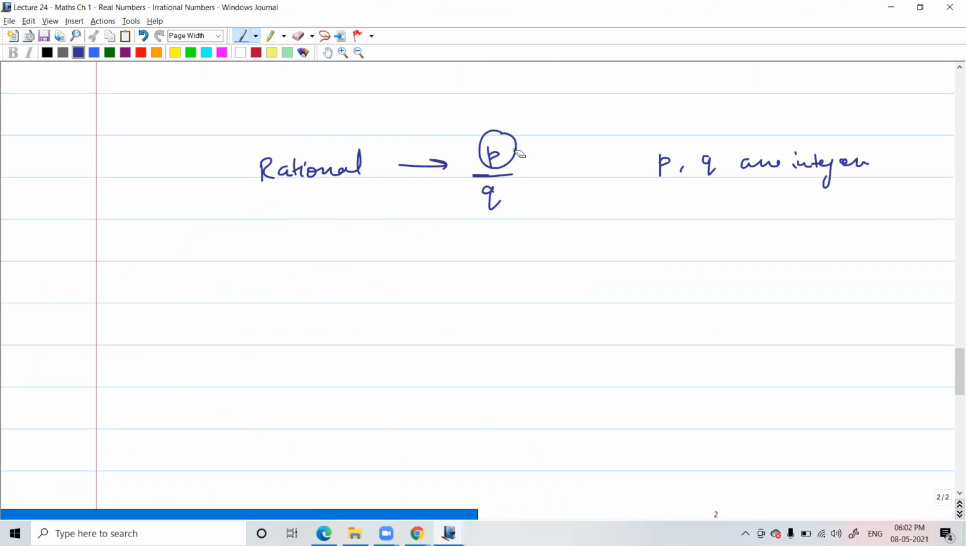If p and q are integers, there is a possibility that these integers may have some common factor. For example, let's take 21 and 14. This is also a rational number, p by q, where p is 21 and q is 14, correct? Can you see that it has a common factor 7? Once you cancel that with 7, 7 twos are 14, 7 threes are 21. So 3 by 2 is the simplified form. And in the simplified form, 3 and 2 are co-primes.